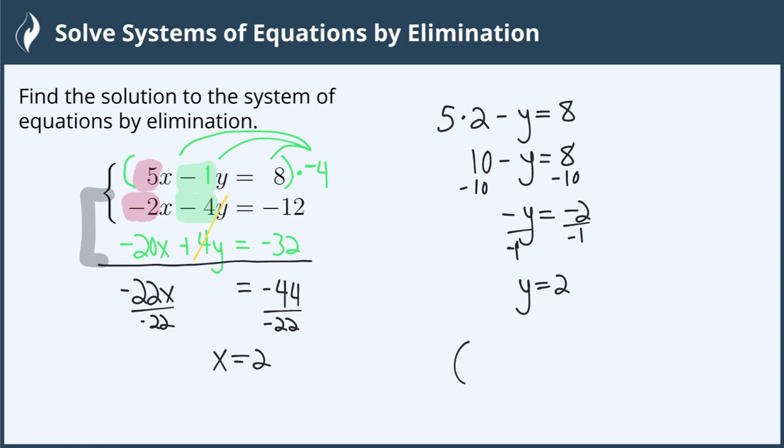So our final solution here is that x is 2 and y is 2, so we write it as the point (2, 2). Remember, you can always be sure that your answer is correct by plugging it back into the original equations. As long as it works in both of the equations, you have your correct solution.